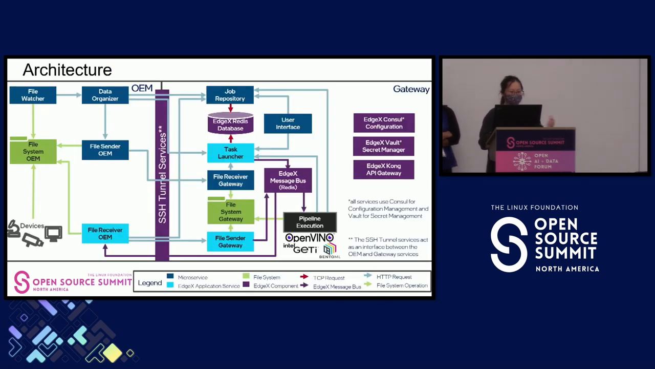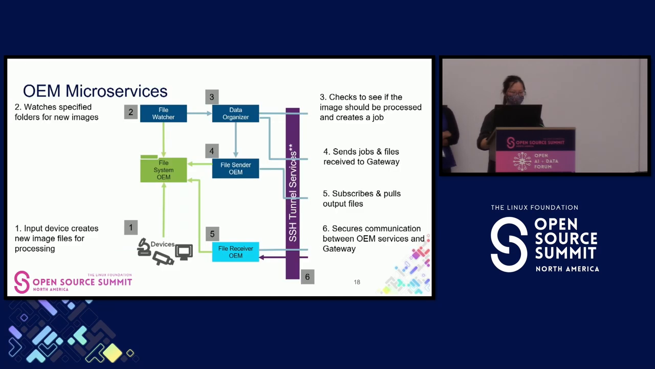So this is our overall architecture. On the left-hand side, we have our OEM system, which again can either be Windows running WSL or Linux. And then on the right-hand side is our edge compute, our gateway system. The key thing to note is of all of the microservices, the ones in blue are our Go services that we developed specifically for this project. And then we'll dive a little deeper into these services.